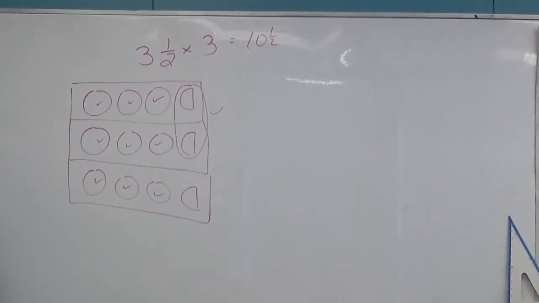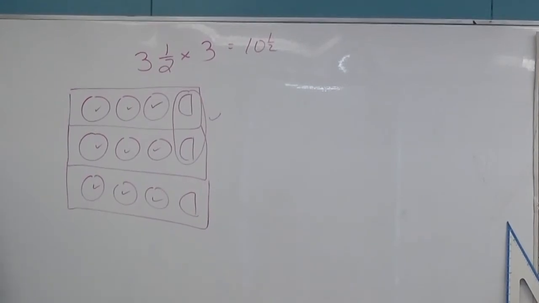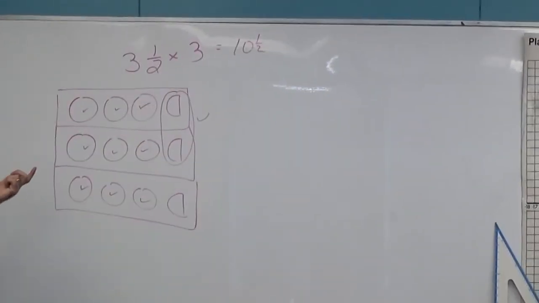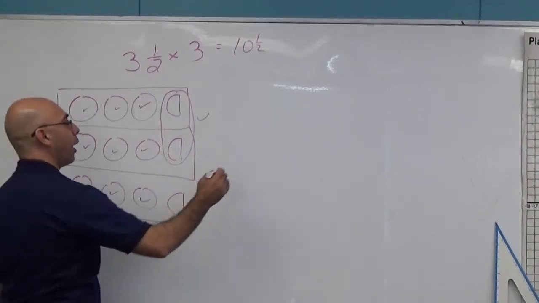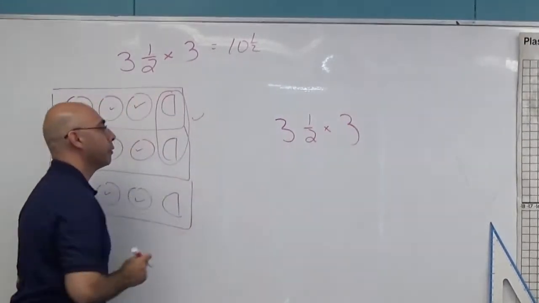Now, what if I had a problem like 3.5 times 27? I don't want to have to write 27 of them there, do I? I want to look at this picture and ask myself, is there a way I could do this without having to draw a picture? So if I rewrite this problem on the side here, 3.5 times 3.